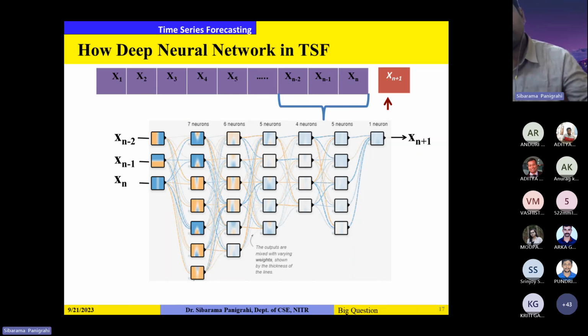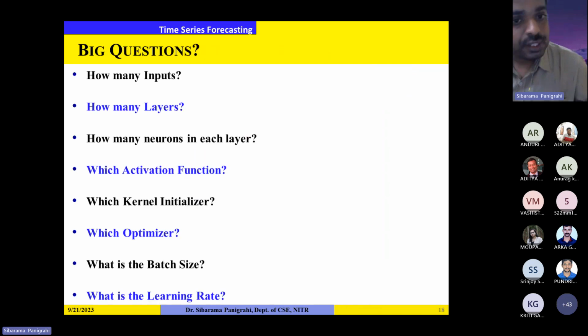Architecture means how many layers, how many neurons in each layer, what the values of weights and biases are, which activation function we will use, and how to initialize the weights, whether I will use He initializer or Glorot initializer or any other initializer. What is the batch size? What is the dropout rate? What is the learning rate? What is the optimizer?